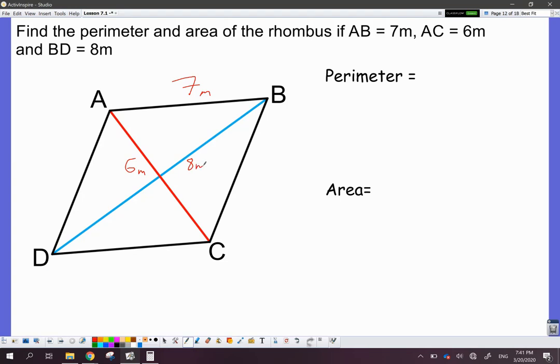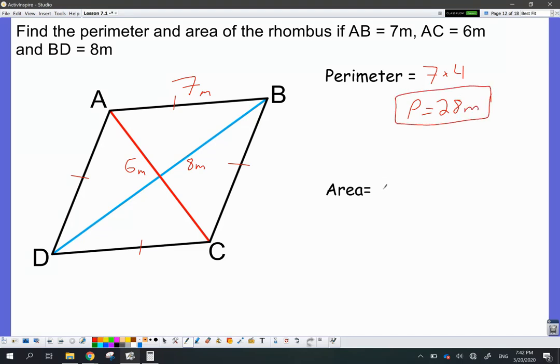Now in this case, I do have D1 and D2, but let's find the perimeter first. So since I know that this is 7, and I know in a rhombus, all sides are congruent, then all of these are 7. So to find the perimeter, it's easy as 7 times 4, which in this case is 28. And our units here are meters, so 28 meters is my perimeter.